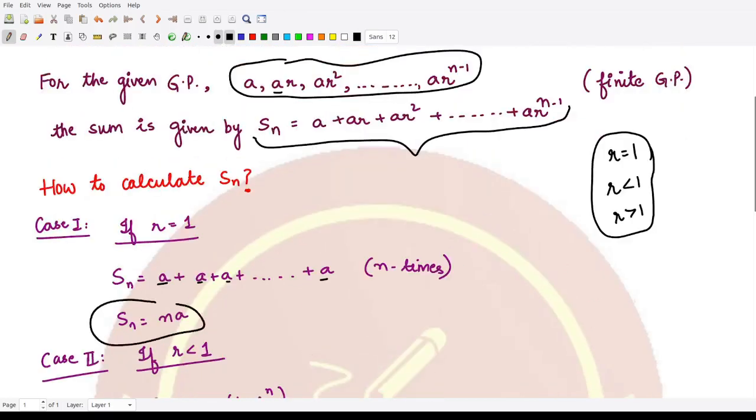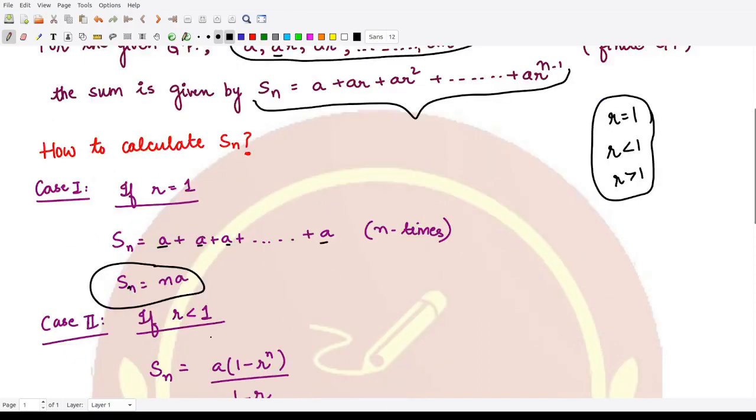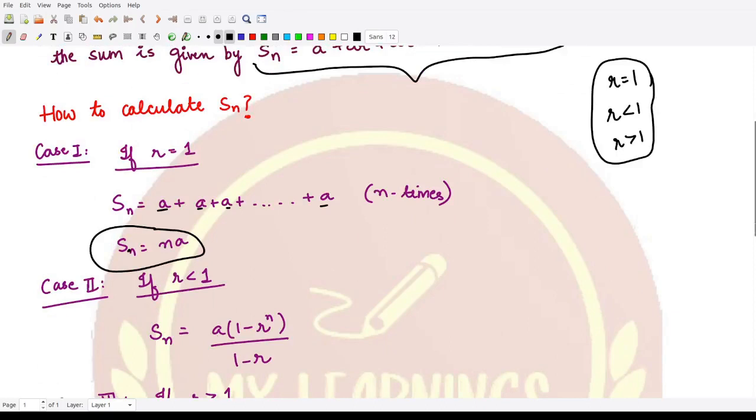This is very simple. Next, when the value of this common ratio r is less than 1, then we have the formula of Sn as a into 1 minus r raised to power n divided by 1 minus r, correct? So this is the formula when the value of r is less than 1. We have to subtract from 1 because in this case 1 is greater than r, right?